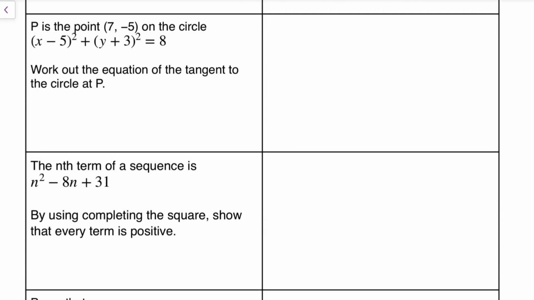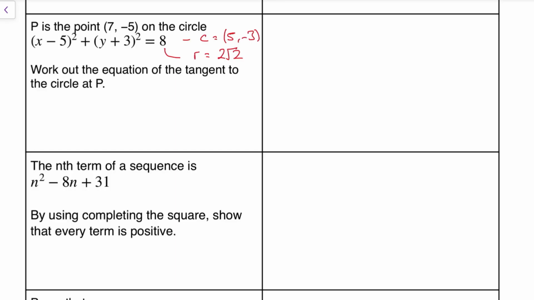Next question. P is the point (7, -5) on the circle. Just so I get it straight off and don't make a silly error, I'm going to write down my center, which is (5, -3). And then I'm going to note my radius is not 8, but my radius is the square root of 8, which I know is 2 root 2. Root 4 times root 2, 2 root 2.